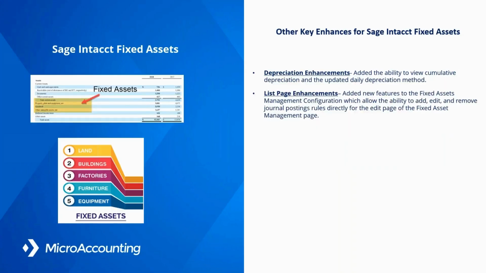And then just other areas within Sage Intacct. You can see there's a lot of information. Again, you're able to see the release notes, and I pulled all of this from the release notes, and there's a lot more. Some of the other key enhancements are the depreciation enhancements, which give us the ability to view those cumulative depreciations, and we can see that updated daily depreciation method. The list page also allows us to do the edits and the adds right from the list enhancement page. So again, always expanding.